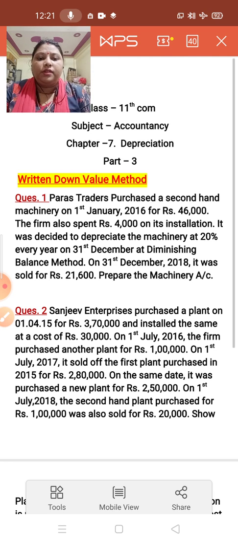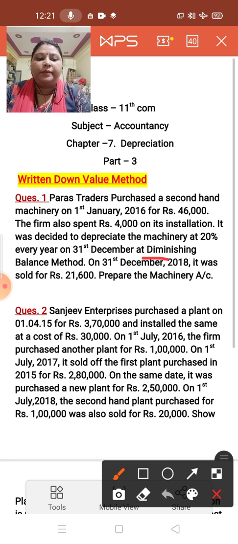I already told you about these three things. The first one is you have to see by which method you have to solve this question, or make the account, or charge the depreciation. Here the method is diminishing balance method, which is the other name for written down value method. It means you have to charge the depreciation on the diminishing balance method. This is the first thing.